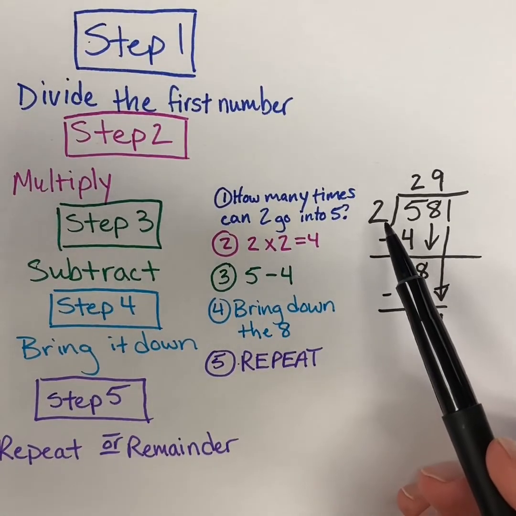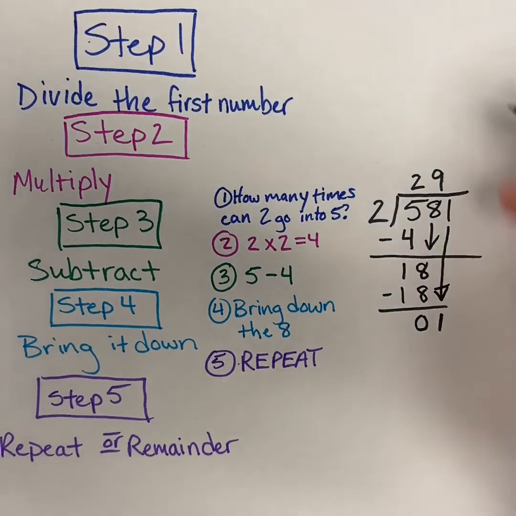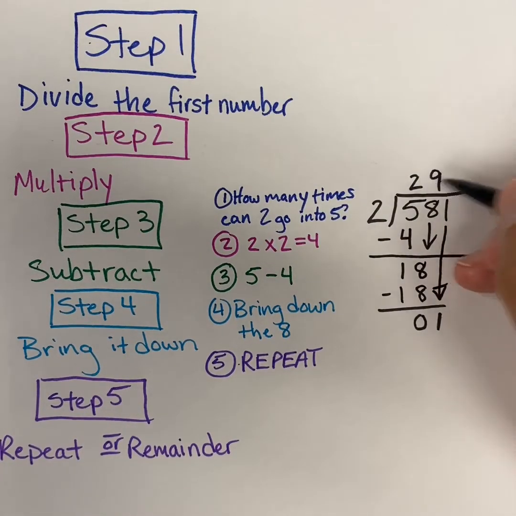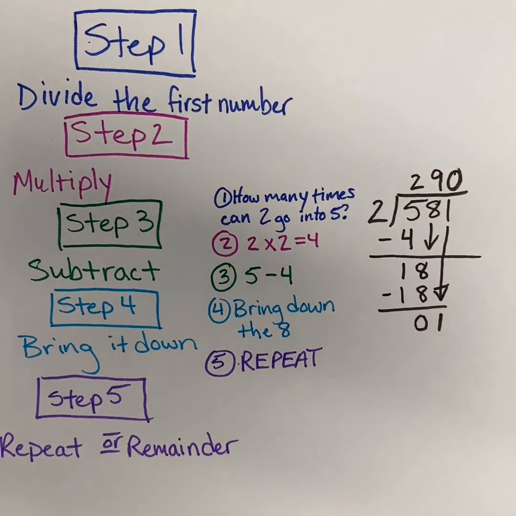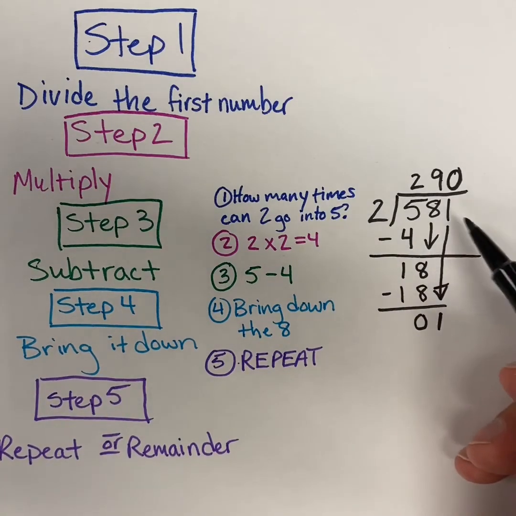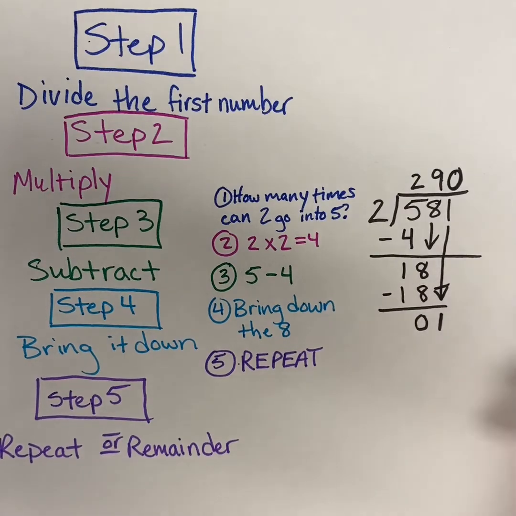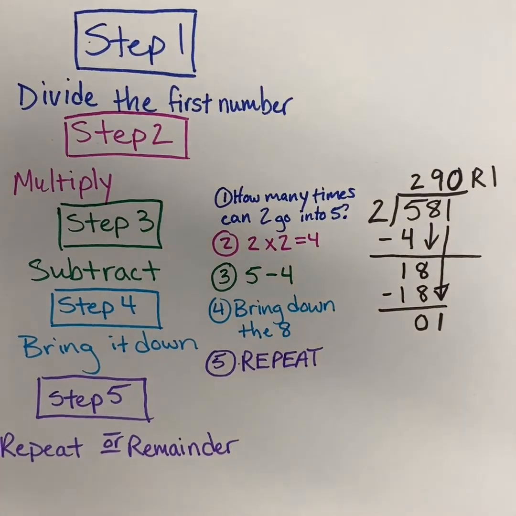So let's look at, can 2 go into 1? No. Okay, here's the important part. We have 290 up here. Our answer is not 29. 29 times 2 would only be 58. We're looking at how many times 2 goes into 581. And then we have a remainder in this case. We cannot repeat this process anymore. We don't have any more numbers to bring down and divide. So we would have a remainder of 1.